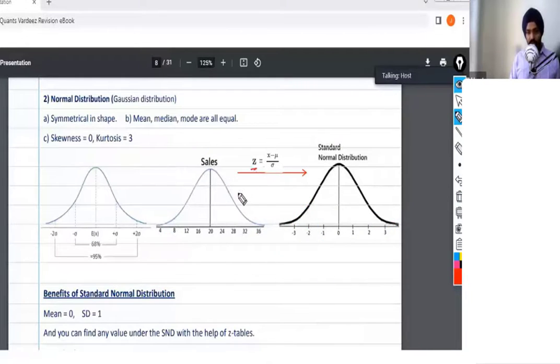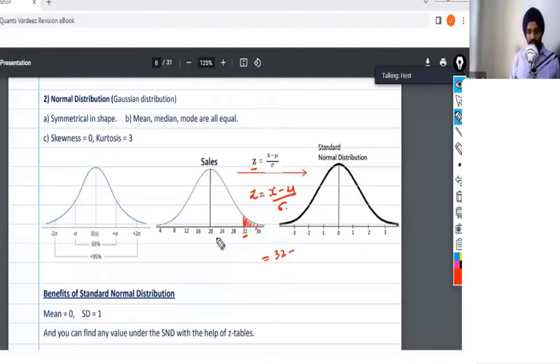You use this particular formula, where the Z value is something that you need to calculate. That's X minus mu, divided by the standard deviation. So let's say X is any value. Let's say I want to find the probability above 32. That was something that I wanted to find, right? So I can take X as 32.